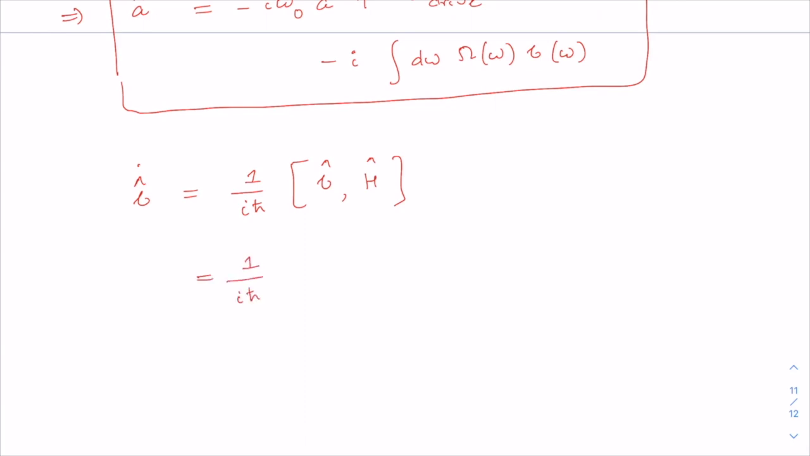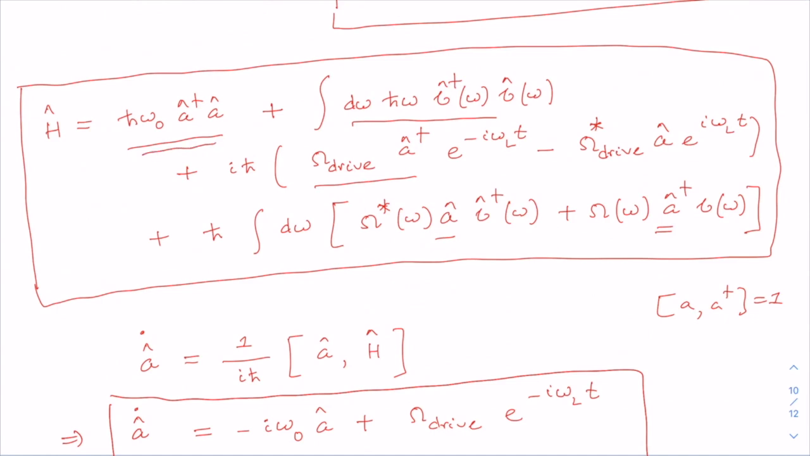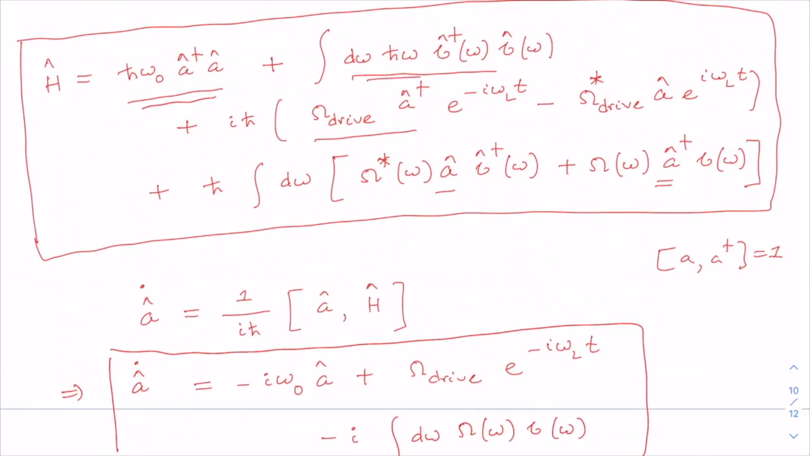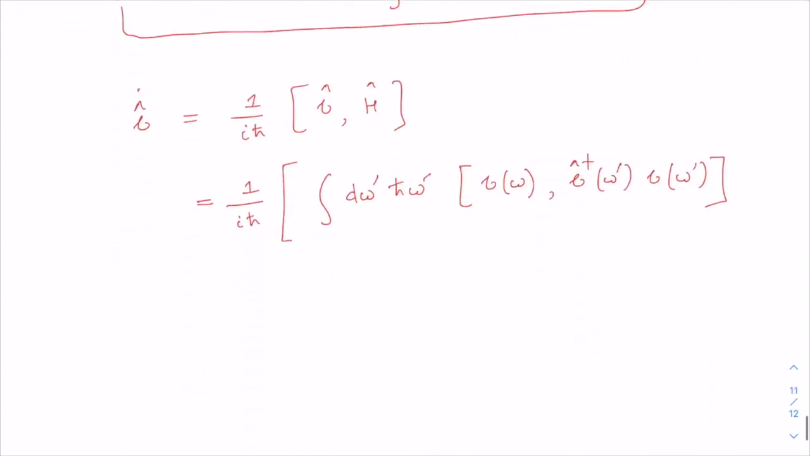This is also easy. 1 by iħ, now I have an integration, because the a dagger a part is not going to contribute, as these are independent, as I said. So from the next term we'll have ∫dω' ħω' b†(ω')b(ω'). Let me show it here, I'm now talking about this particular term. Then we have ħ∫dω' κ*(ω') a b(ω) b†(ω'). So this is what we'll have now.